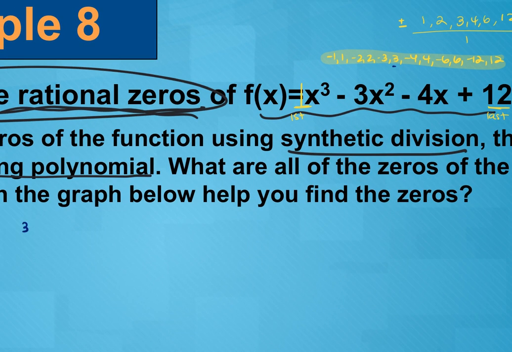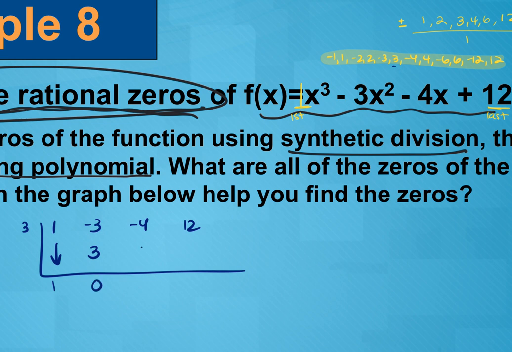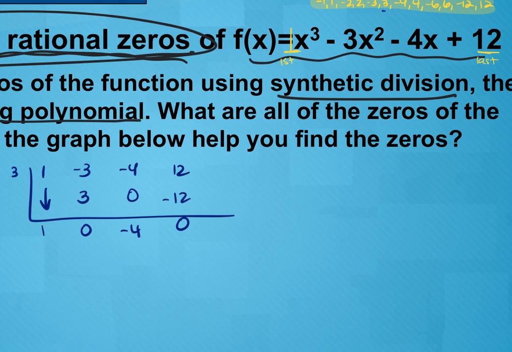We're going to put 3 on the outside. 1, -3, -4, 12. Bring down the 1. Multiply it, put it in the next column. Add it. Multiply it, put it in the next column. Add it. Multiply it, put it in the next column. Add it.